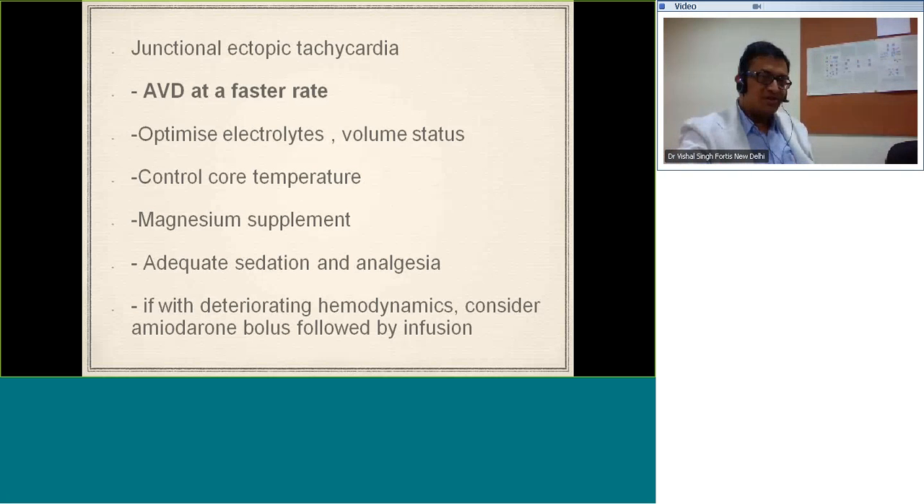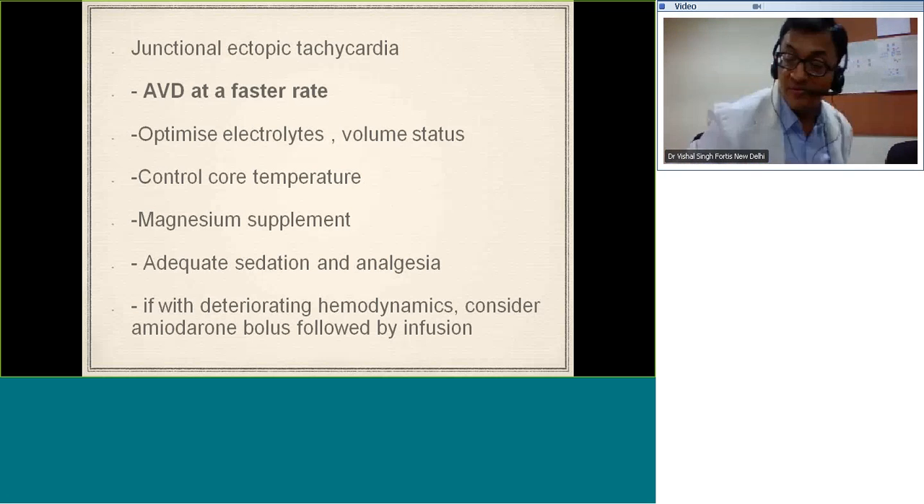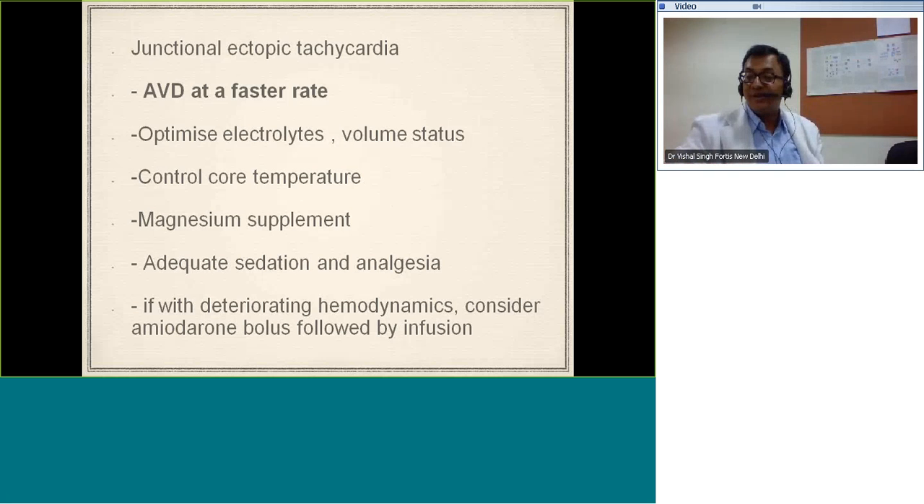We all know that junctional tachycardia is nothing but an atrioventricular dissociation at a faster rate. It can lead to hemodynamic instability, and if it is with significantly deteriorating hemodynamics, you have to consider an amiodarone bolus followed by infusion. The bolus is 5 milligram per kg, given at least over half an hour, followed by infusion at 10 microgram per kg per minute. You optimize the electrolytes and volume status, control the core temperature, supplement magnesium, maintain adequate sedation and analgesia, and ensure that if the rhythm is getting better, great. Otherwise, if it's deteriorating hemodynamics, do start amiodarone, don't delay it.